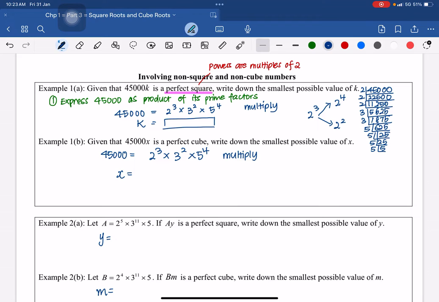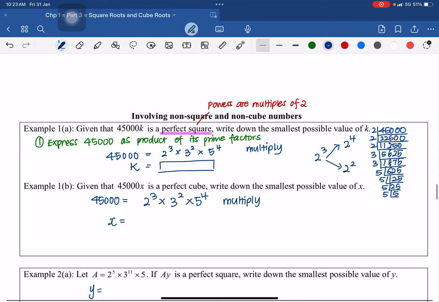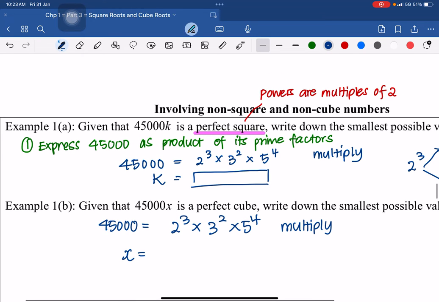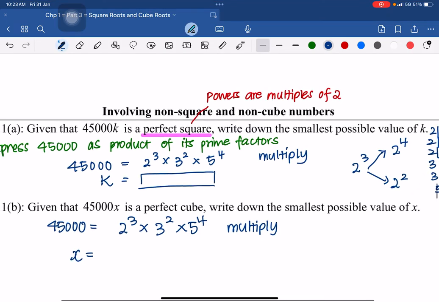Given that 45000k is a perfect square. Now, what is the meaning of a perfect square? Firstly, if I have a number that is a perfect square, it means all the powers of its factors are in multiples of 2. So they must come in 2, 4, 6, 8, 10, something like that. And they say write down the smallest possible value of k.